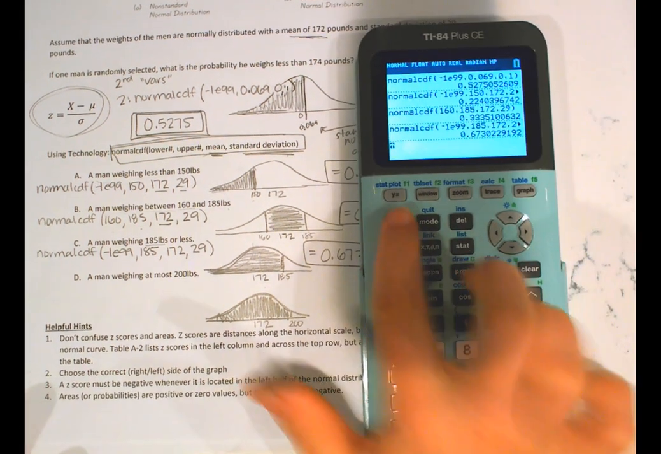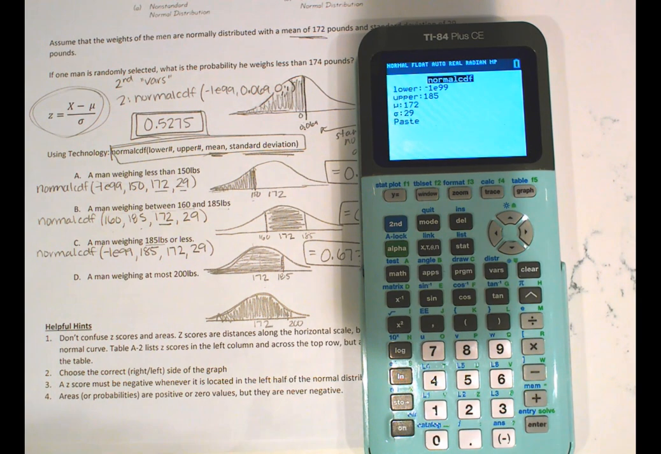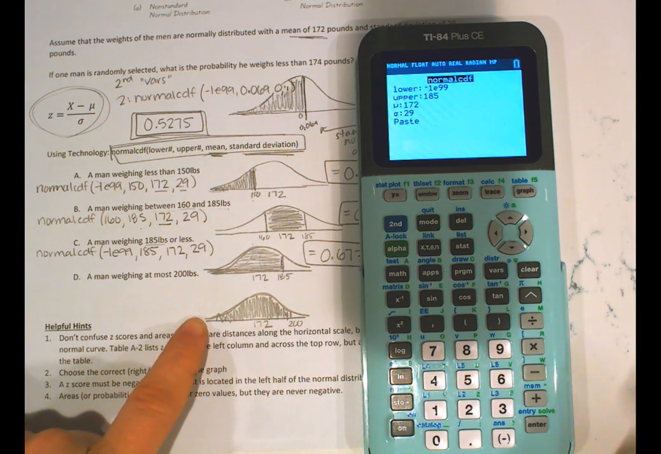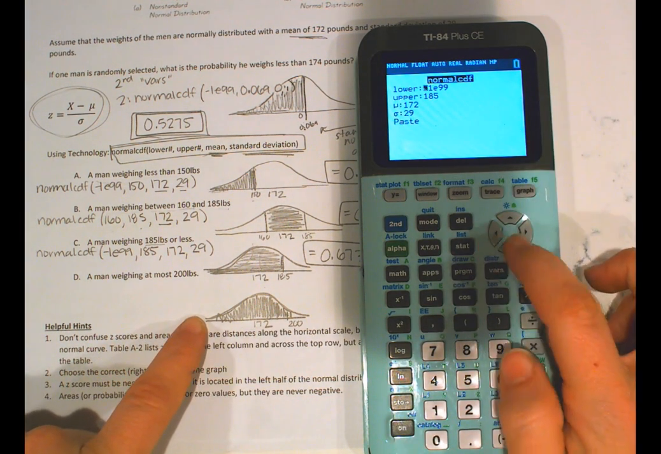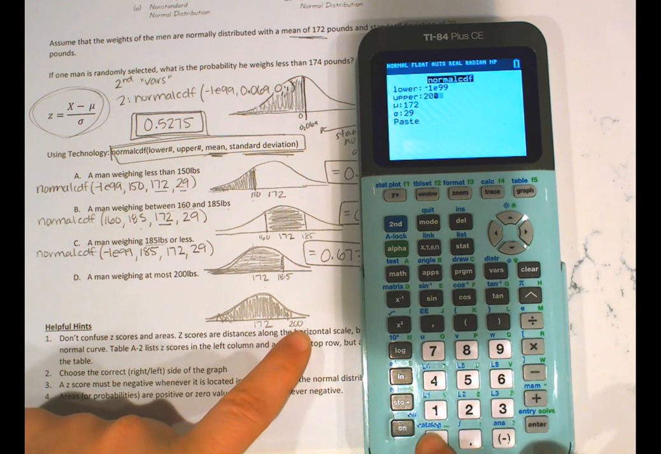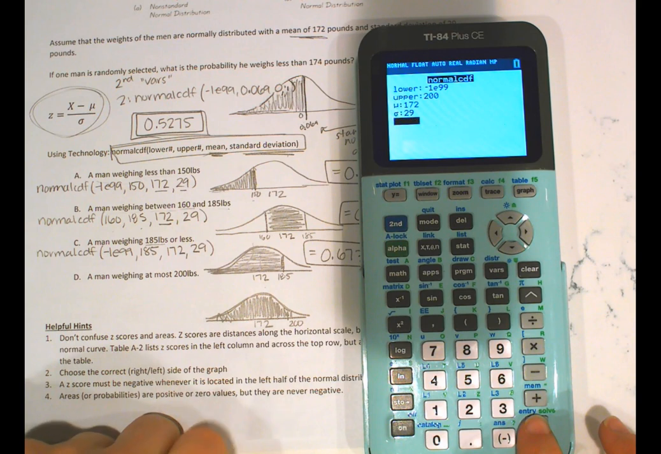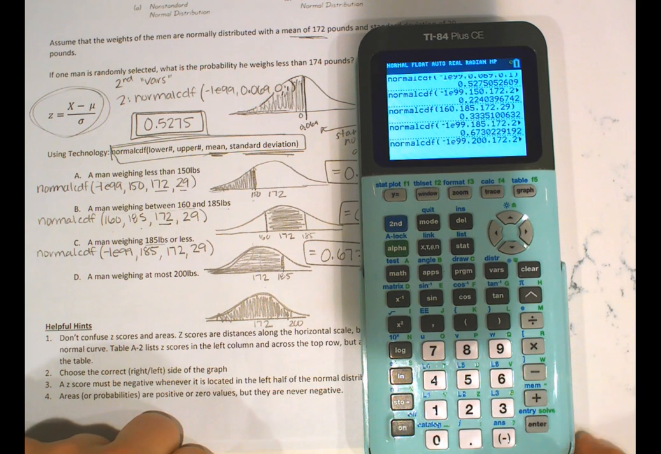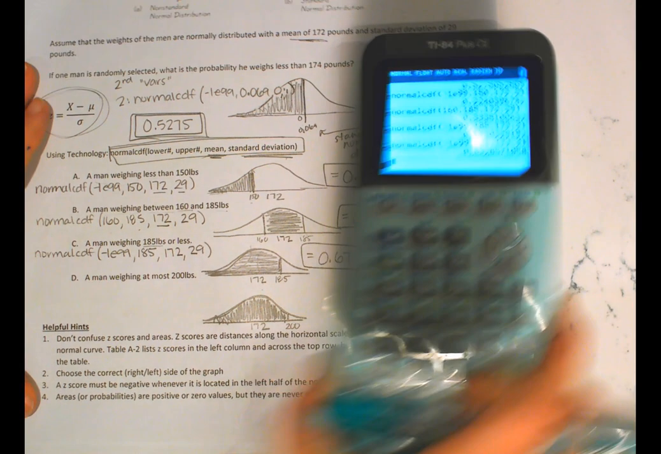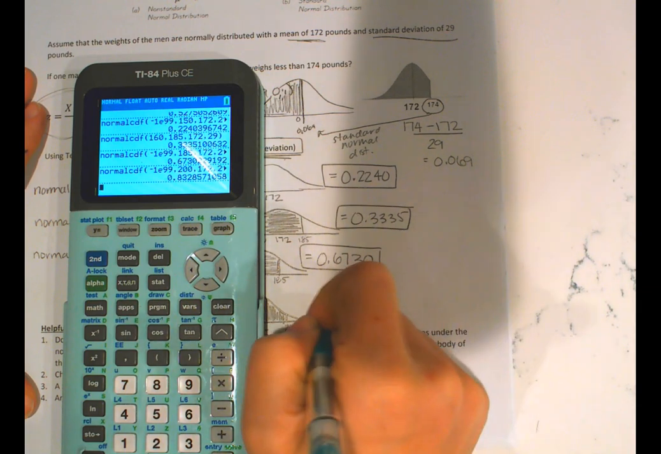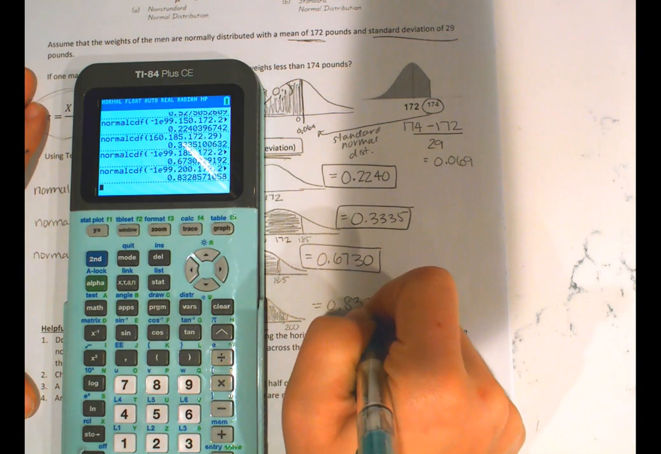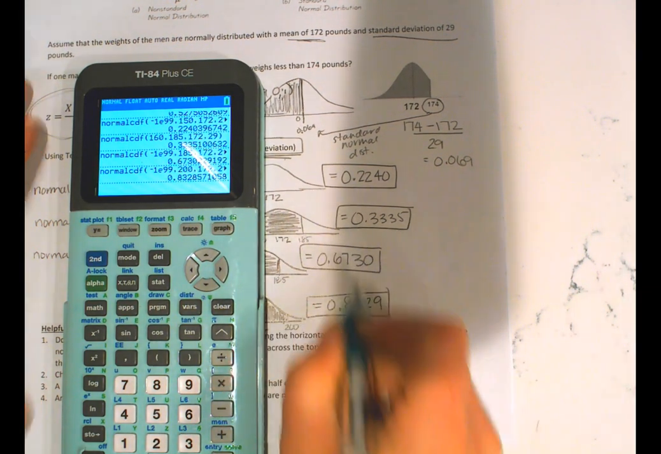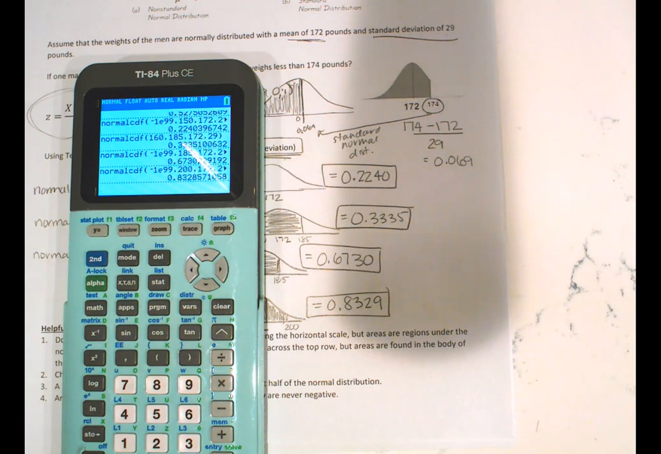So I'll go back to second vars. I still shaded all the way to the left on this side, so I'll still use -1E99, but now my upper bound is 200. The rest of my values, my mean is still 172, my standard deviation is still 29, and so now I get an area of 0.8329, which we said would be greater than this, and it is.